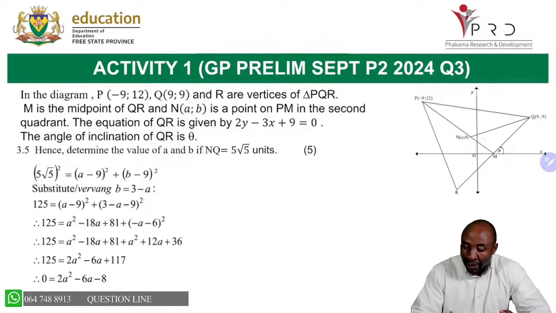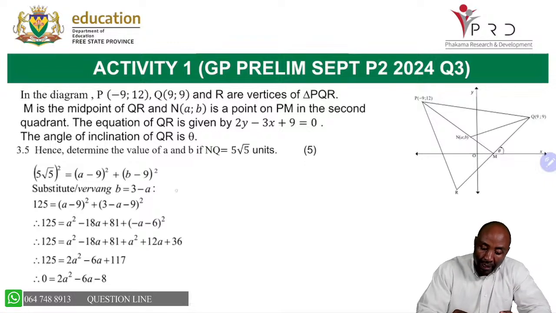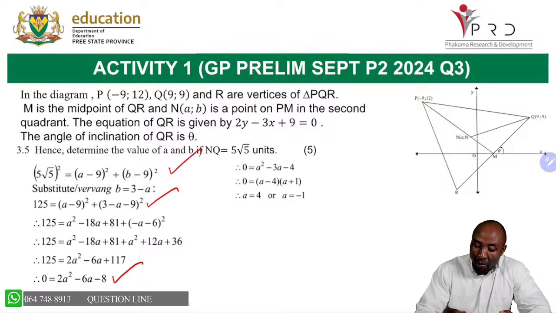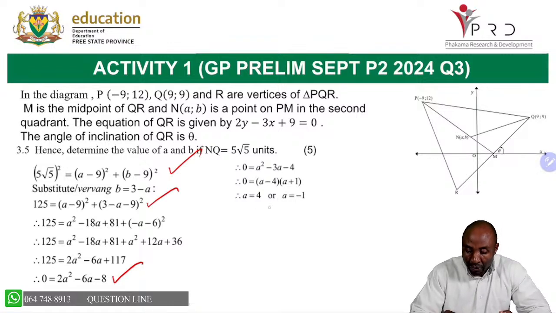But we know that B is equal to 3 minus A. So where there is B, we'll substitute with 3 minus A. Distance formula. We substitute for B, and then we will square both sides, expand, and write our equation in standard form. Then we will have both values of A. Our A will be equal to 4, or our A will be negative 1.